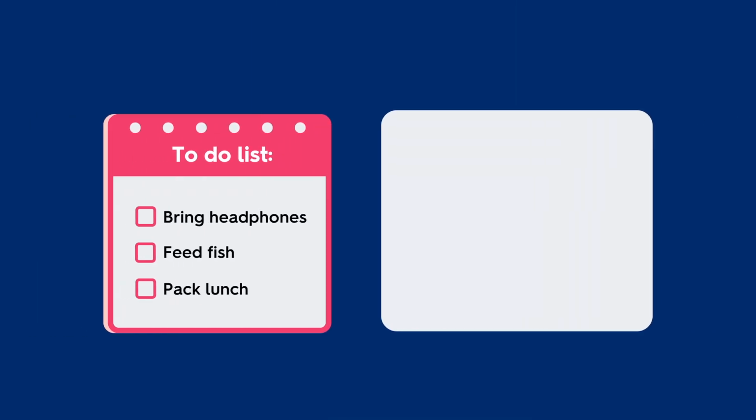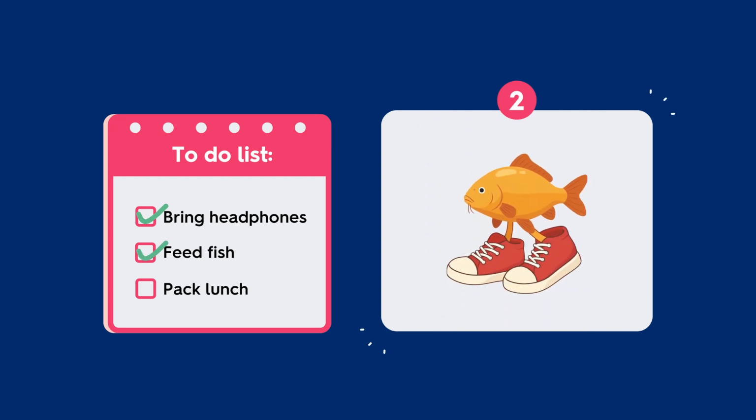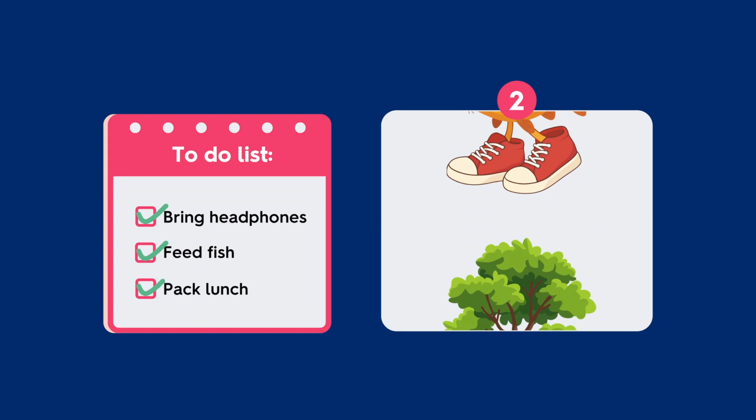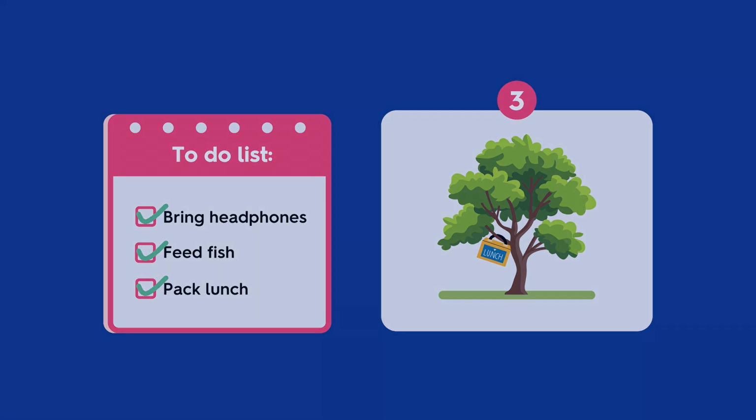Try a quick example. For the first task, use the 1 sun peg and picture headphones circling the sun. For the second, use the 2 shoe peg and picture a fish walking in giant shoes. For the third, use the 3 tree peg and picture a lunch bag hanging from a tree.